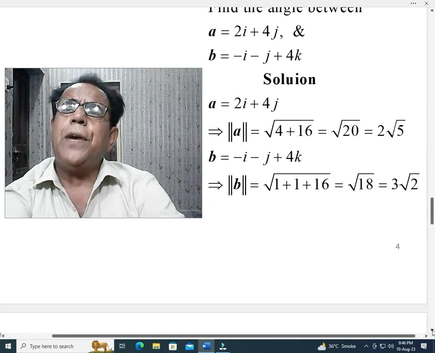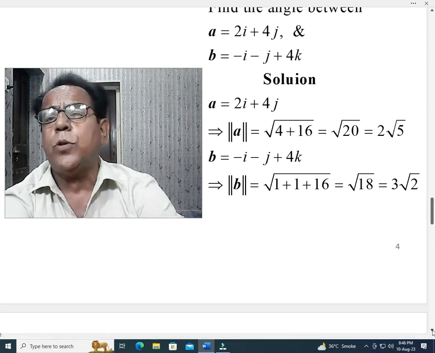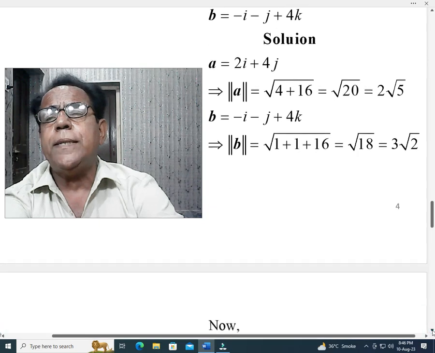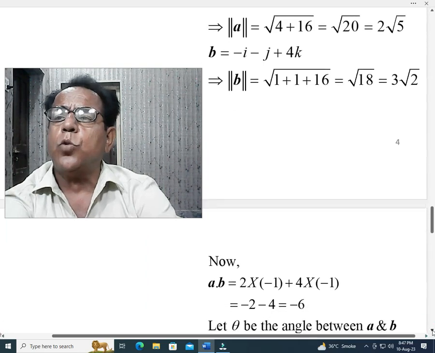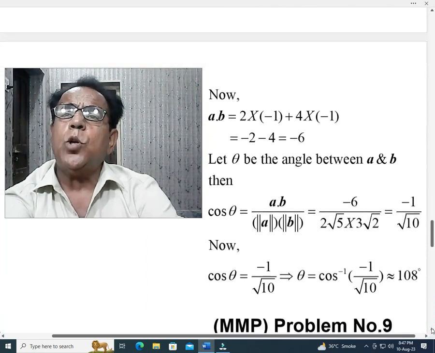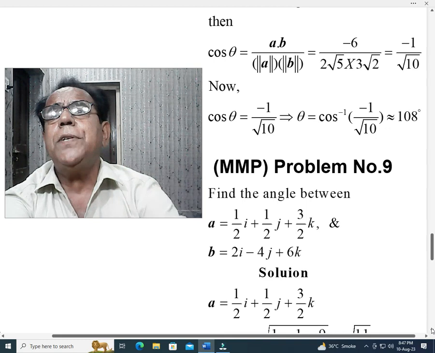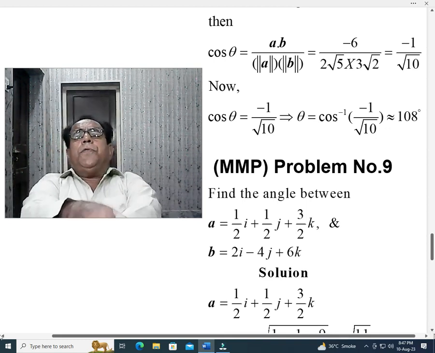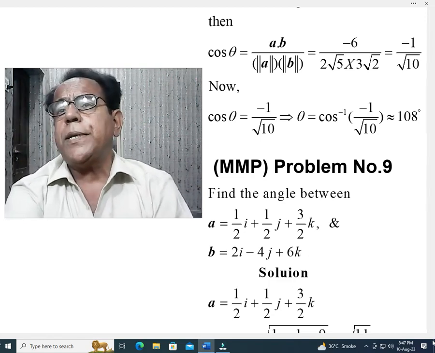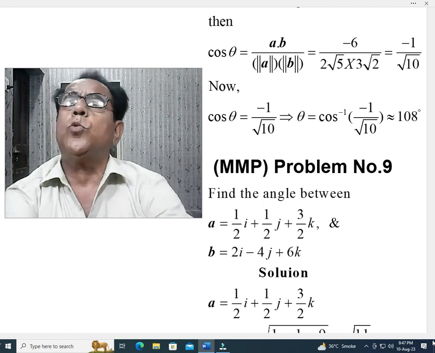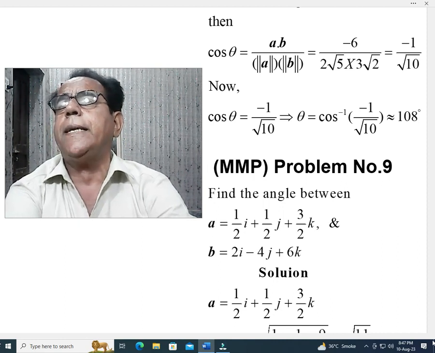Solution: when vector a is equal to so, then magnitude of a becomes equal to 2 into 5 under root. When vector b is equal to this, then magnitude of b, absolute value of b, becomes equal to 3 into 2 under root. Now dot product of a dot b becomes equal to minus 6. Let theta be the angle between a and b. Then by definition cos theta is equal to dot product of the two vectors divided by magnitude of the two vectors. And hence cos theta becomes equal to minus 1 over 10 under root, and hence theta becomes equal to cos inverse minus 1 over 10 under root, and this approximately becomes equal to 108 degree.